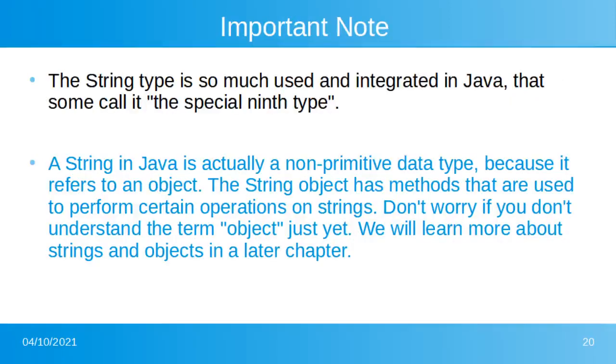Special note here. The string type is so much used and integrated in Java that some call it the special ninth type. A string in Java is actually a non-primitive data type because it refers to an object. The string object has methods that are used to perform certain operations on strings. Don't worry if you don't understand the term object just yet. We will learn more about strings and objects in a later chapter.